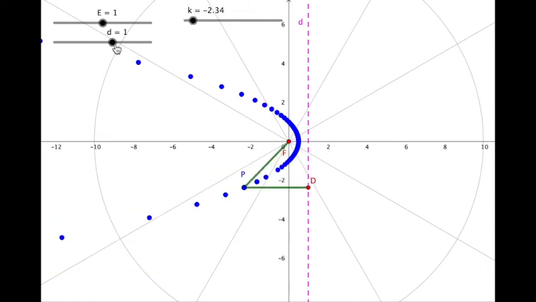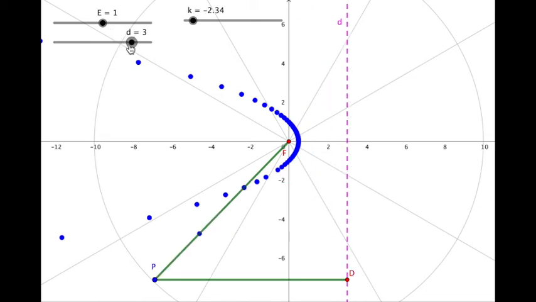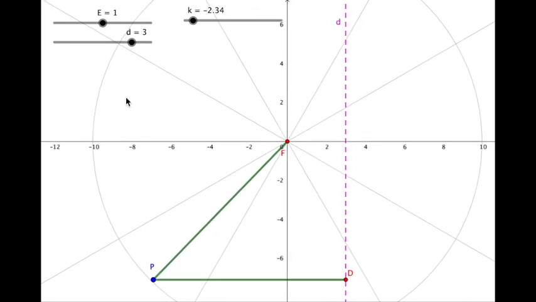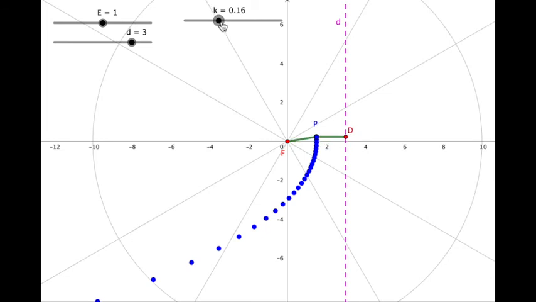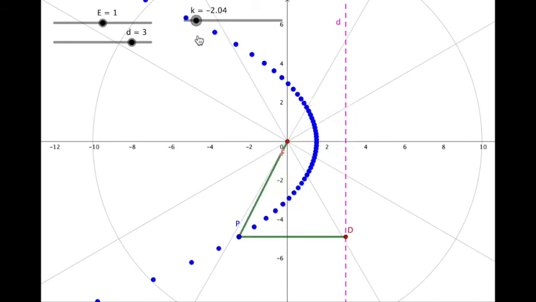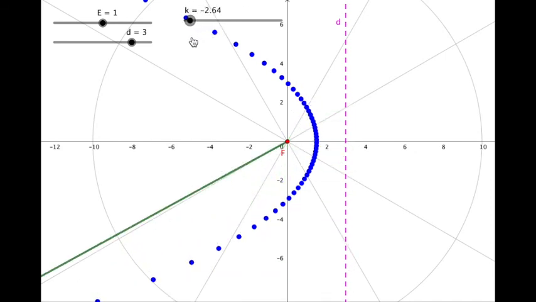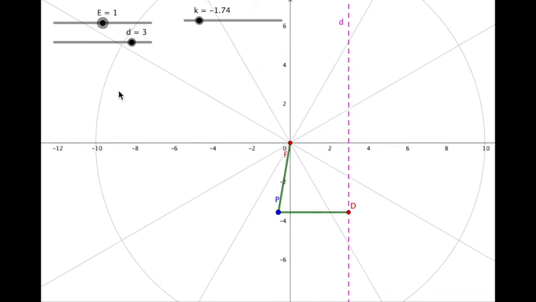And then if we change where D is, it changes the shape of our parabola. So if I put D way over there and start drawing, it makes a fatter parabola. So the further D is away from the focus, the fatter the parabola gets, even though the eccentricity is not changing. So the eccentricity and the directrix give you this picture shape. All right, so let's go a little bit bigger than 1. Let's shake this up a little bit.